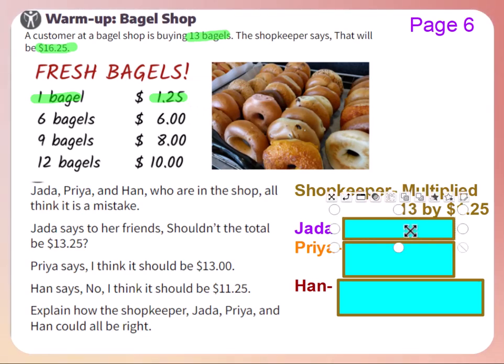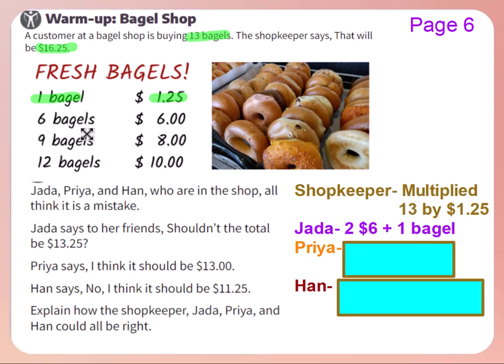But Jada noticed that we could buy 6 bagels for $6. If we buy them in bulk, that's going to be cheaper. Essentially, $6 divided by 6 is 1, so each bagel would cost $1 instead of $1.25. Okay, but she needs 2 of those batches, so she'd multiply $6 times 2, and then she'd add one more bagel, $1.25, and then she got $13.25. Okay, that's cheaper by $3 than what the shopkeeper wants to charge you.